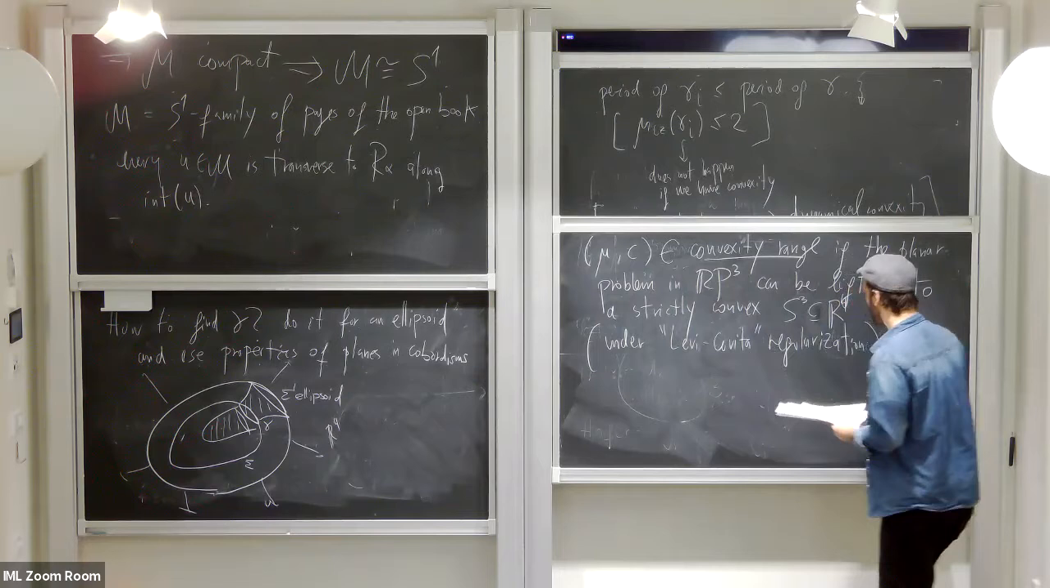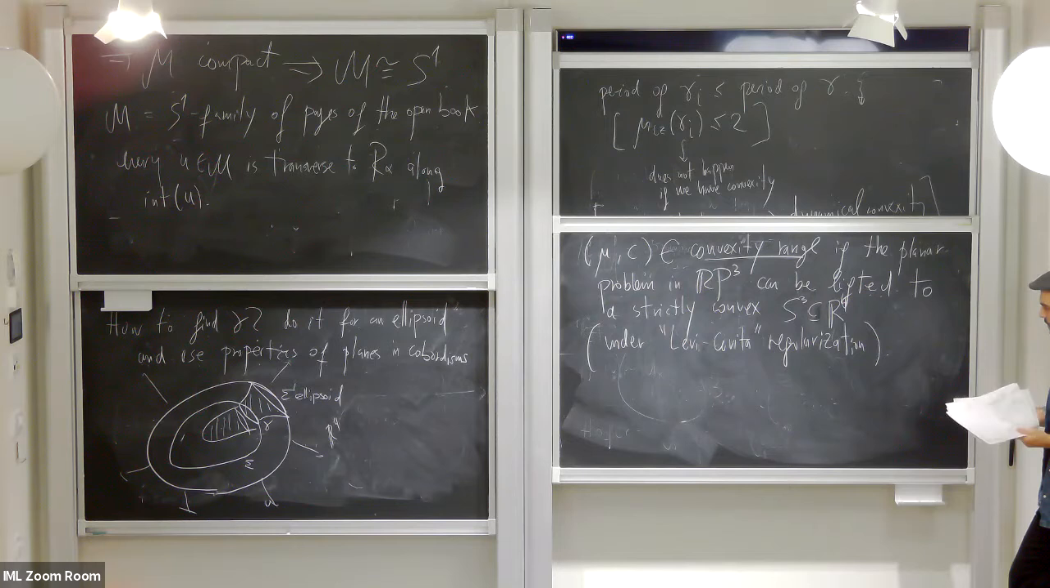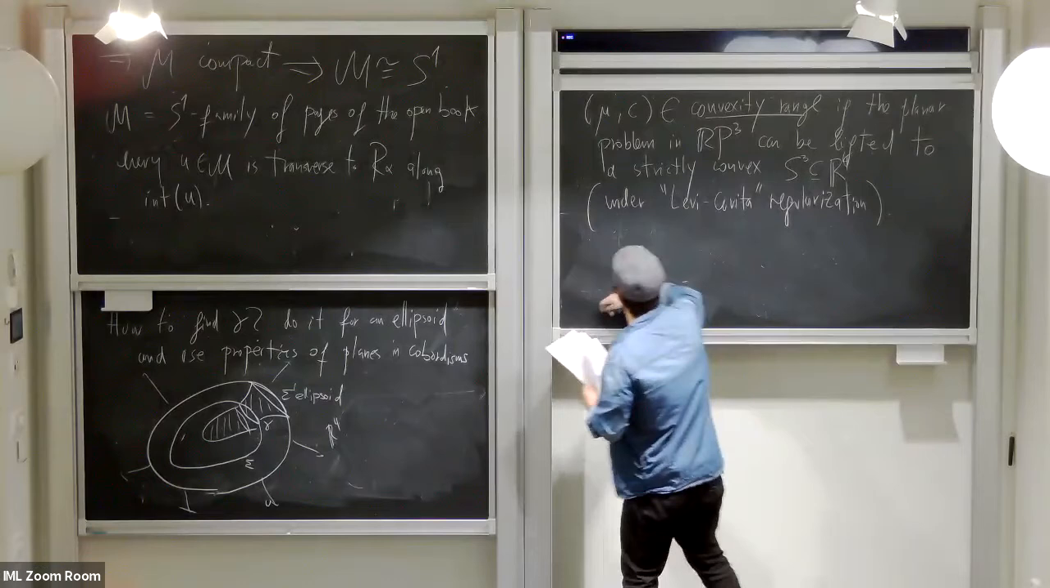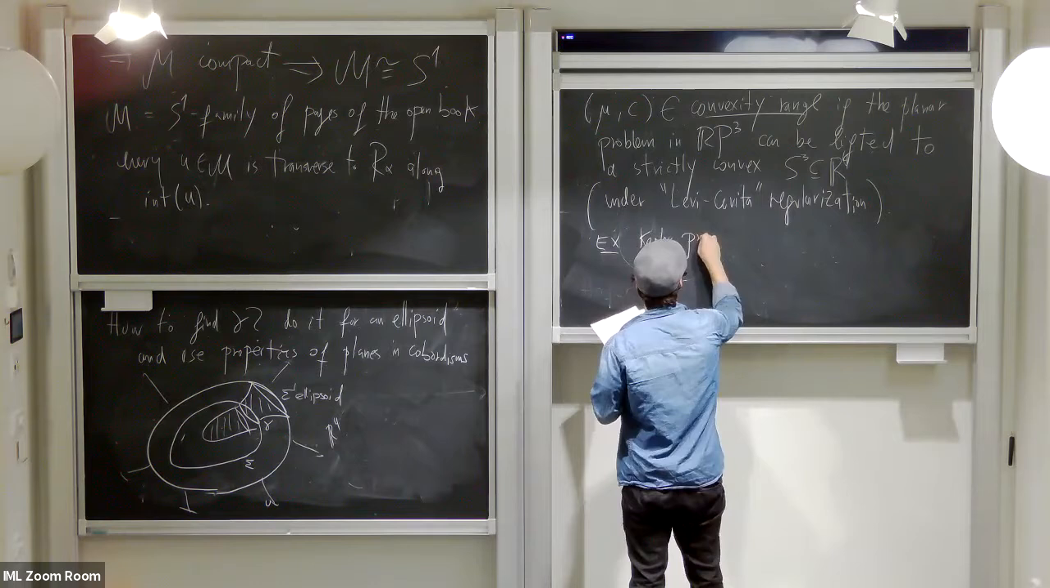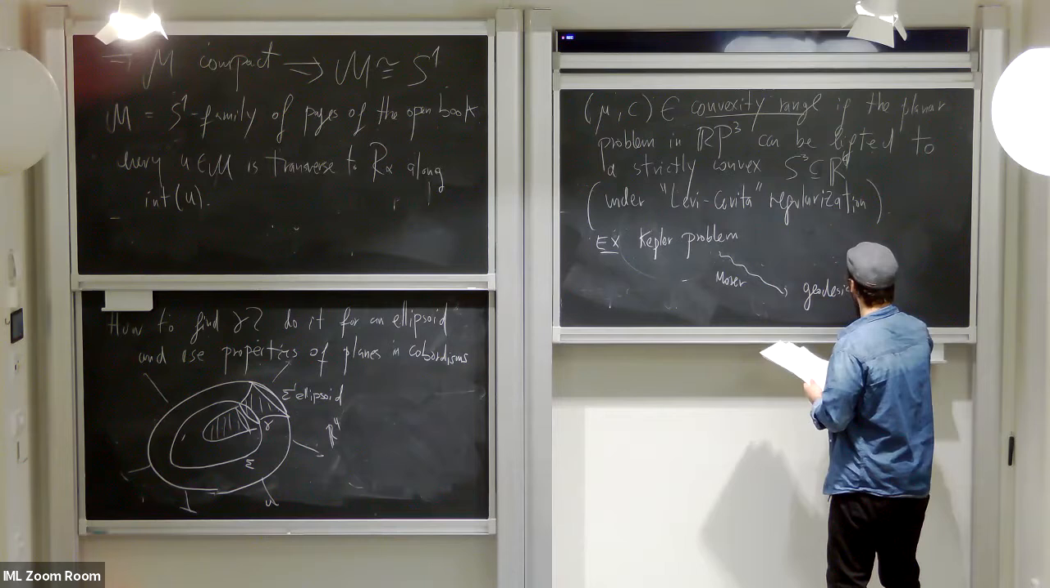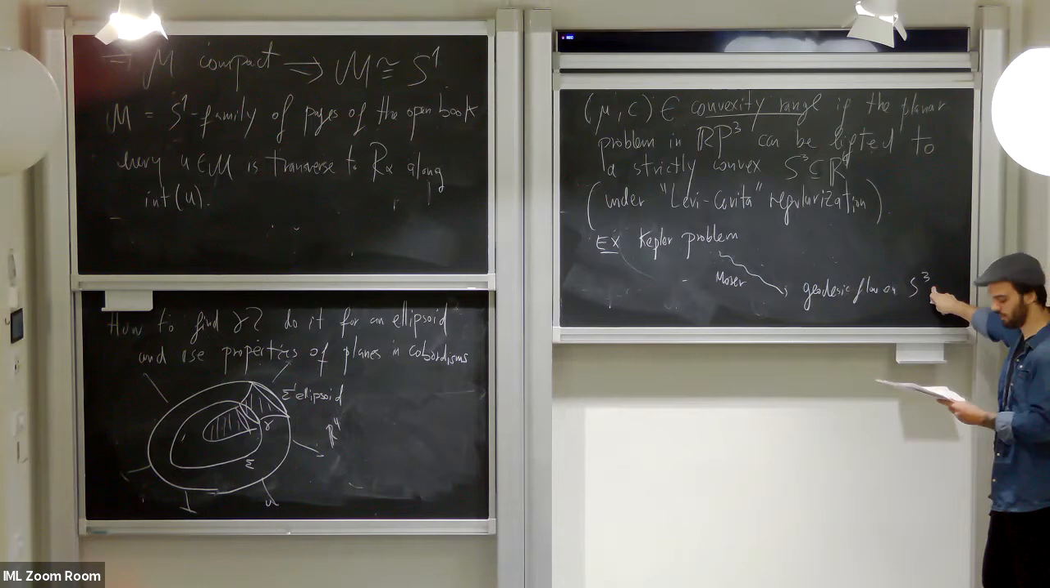The Levi-Civita regularization, I'm not going to define it for you, but it's another regularization scheme besides the Moser regularization. And what you should think of is that it is a double cover of the Moser regularization. Let me just give you an example. The example is the Kepler problem. We've seen that the Moser regularization of the Kepler problem gives you the geodesic flow when it's two, which is the flow in RP3, the unit cotangent bundle of S2, a copy of RP3.